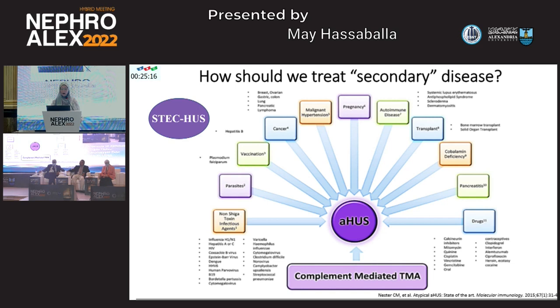So if you exclude the Shiga toxin HUS, which is the classic form of HUS, and the thrombotic thrombocytopenic purpura, atypical HUS is mainly the most thing that is going to be of concern to us. It's going to be the complement-mediated TMA, and I'm going to tell you why in a moment.